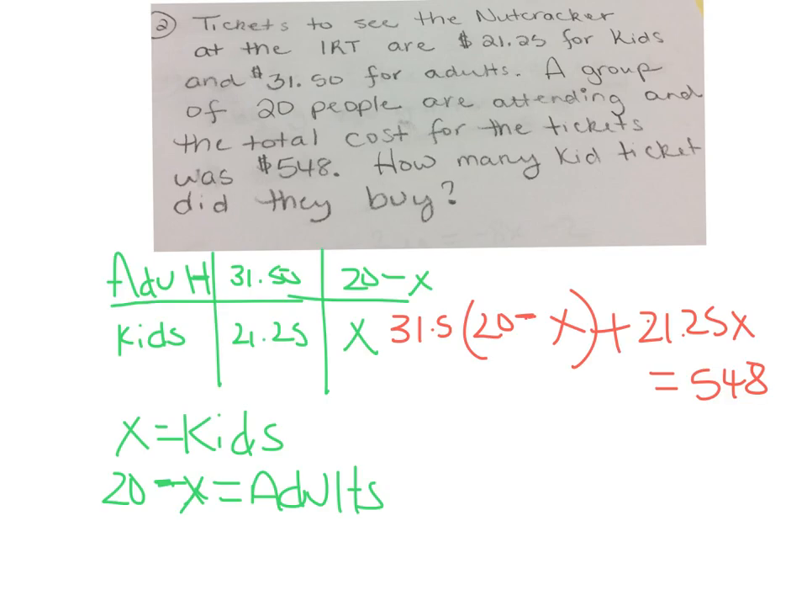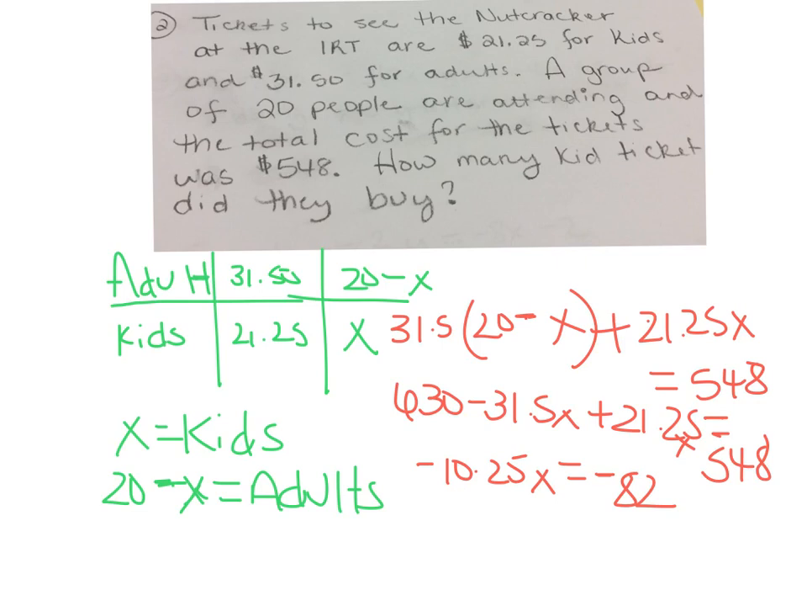Okay, so first of all, and I'm sorry my writing's not working very well, so my stylus, I'm doing the best I can with it. So in my chart, I have adult and kids. Adult tickets were $31.50, kids are $21.25. I have x amount of tickets for kids, 20 minus x for the adults. I defined my variables. I know there are 20 total tickets that are going to equal 548. So my equation is 31.50 times 20 minus x plus 21.25x equals 548.